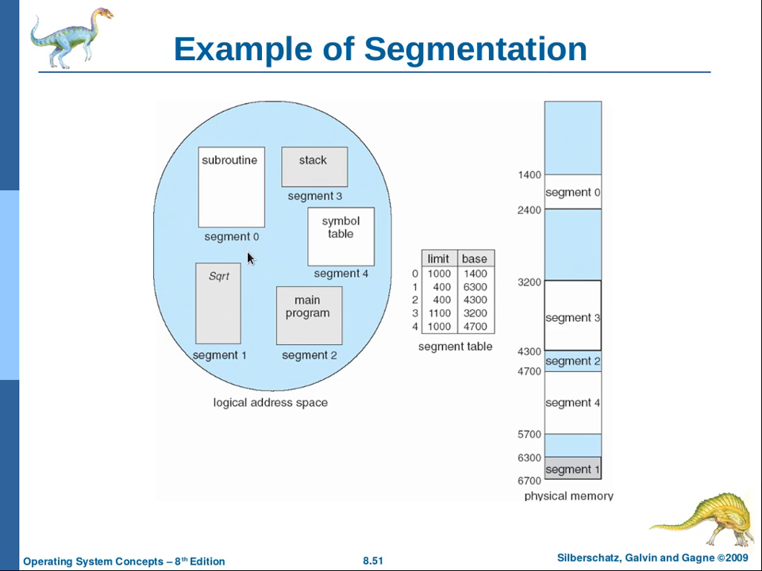Putting it all together to give you a good big picture: segment 0, maybe it's the subroutine. Let's see, the limit is 1000 and the base is 1400, so it's going to be right here. Notice segment 1, the square root function. Base is 6300, 400 is the length, so it might be down here. Similar to paging, except your segments are usually contiguous for certain parts of your program.